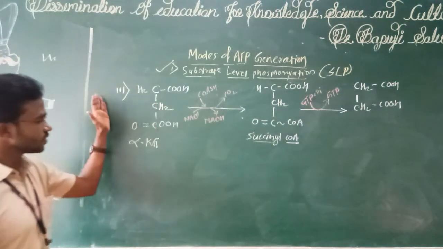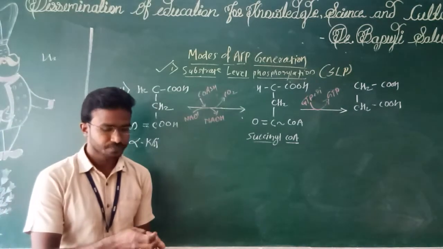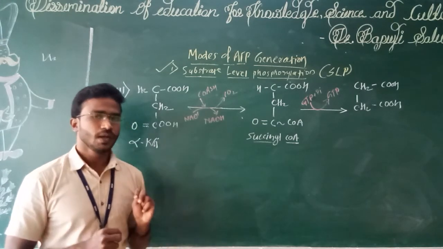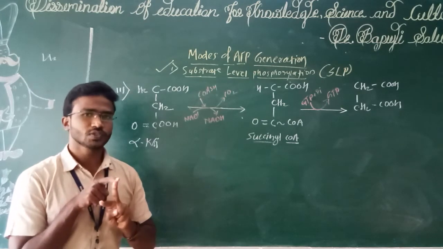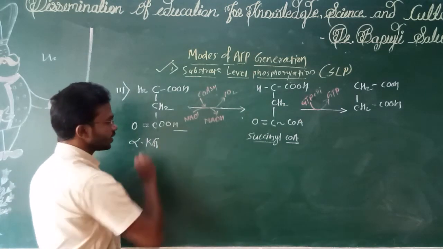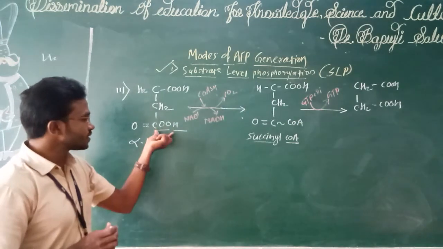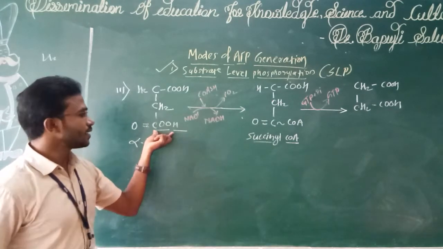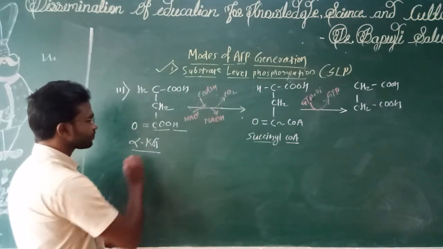In the first reaction, alpha ketoglutarate undergoes oxidative decarboxylation. Oxidative decarboxylation means it undergoes two reactions. First, it undergoes oxidation, removal of hydrogen, and then it undergoes decarboxylation, removal of carbon dioxide. So first hydrogen is released and then CO2 is released. So this COOH group is released, and that is the oxidative decarboxylation of alpha ketoglutarate.